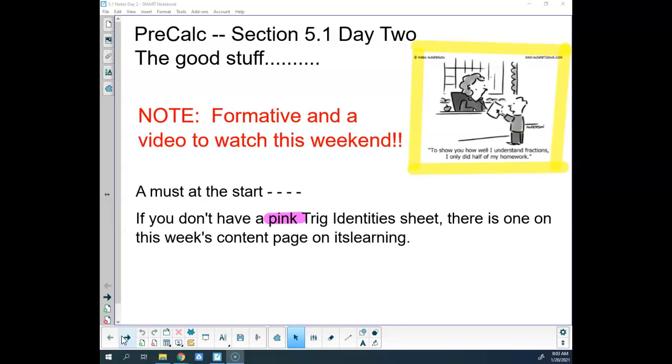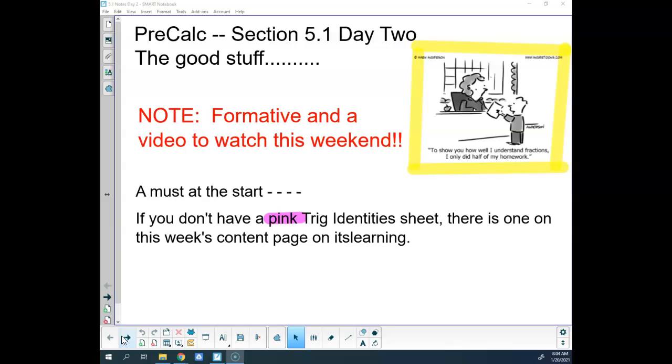One big note here, there is a formative this weekend, 2-questioner. It'll be on a Google Doc. Do the work, take a picture, put it in the Google Doc, etc. And then another video to watch and take some notes. I believe that the video is under 15 minutes. So somewhere between the end of class tomorrow and before class on Tuesday, okay.